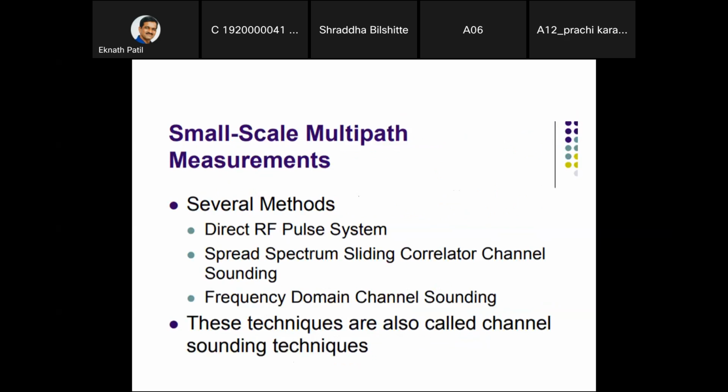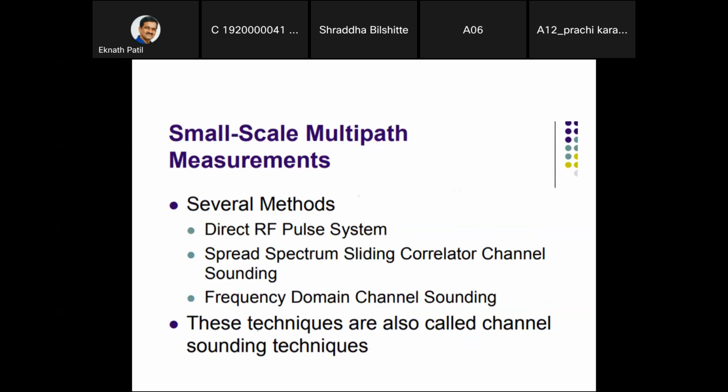Some measurements are related to small scale fading, and how one can do these particular measurements is also included. Several methods are there: direct RF pulse, spread spectrum sliding correlator channel sounding, and frequency domain channel sounding. These are the several methods of multipath measurements. These techniques are also called channel sounding techniques.